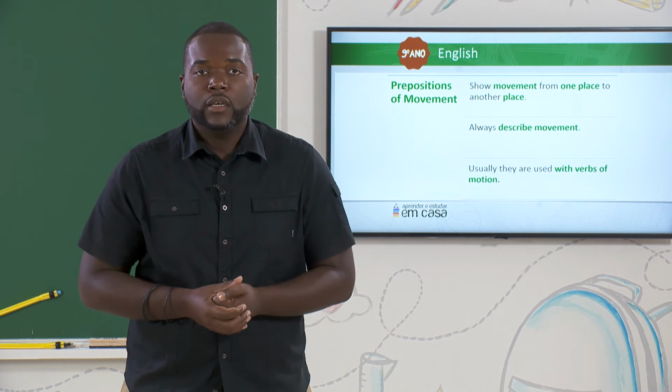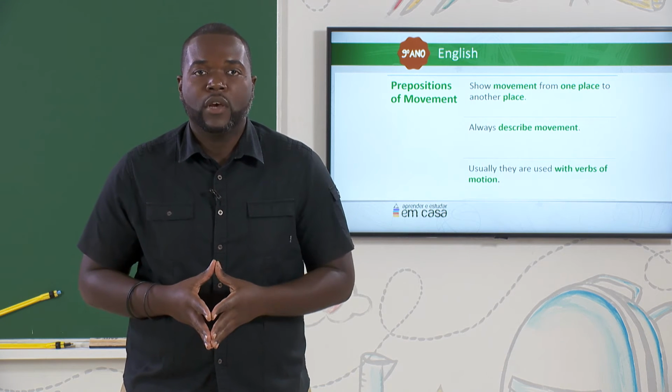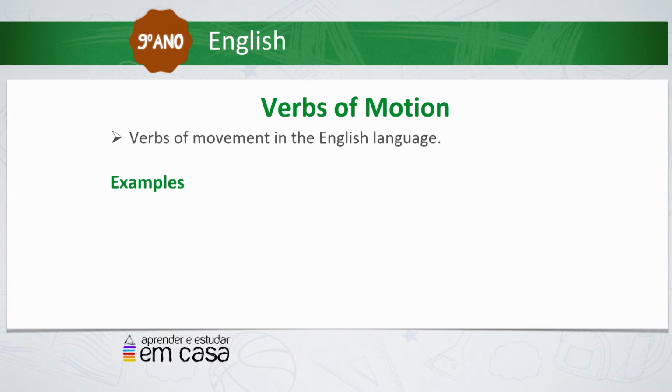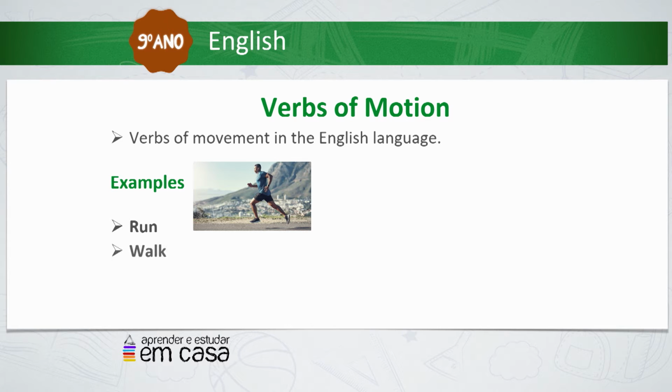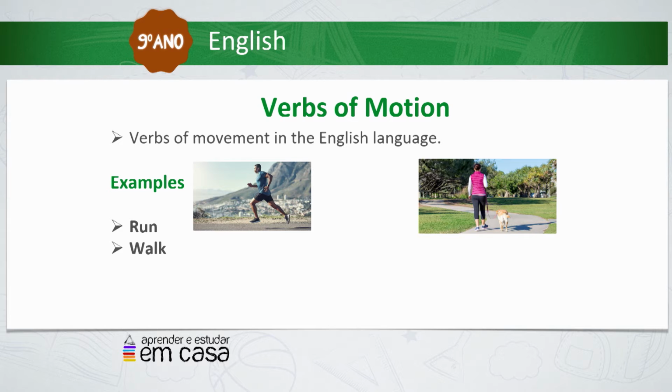But first, before we start with the prepositions of movement, let's see what the verbs of motion are. Verbs of motion are verbs that show movement in the English language. As an example, we have the first one: run. As you can see in the image, you have a man, and this man is running. It shows movement. The second verb of motion is walking, and in the image, you have a lady walking with her dog in the park.